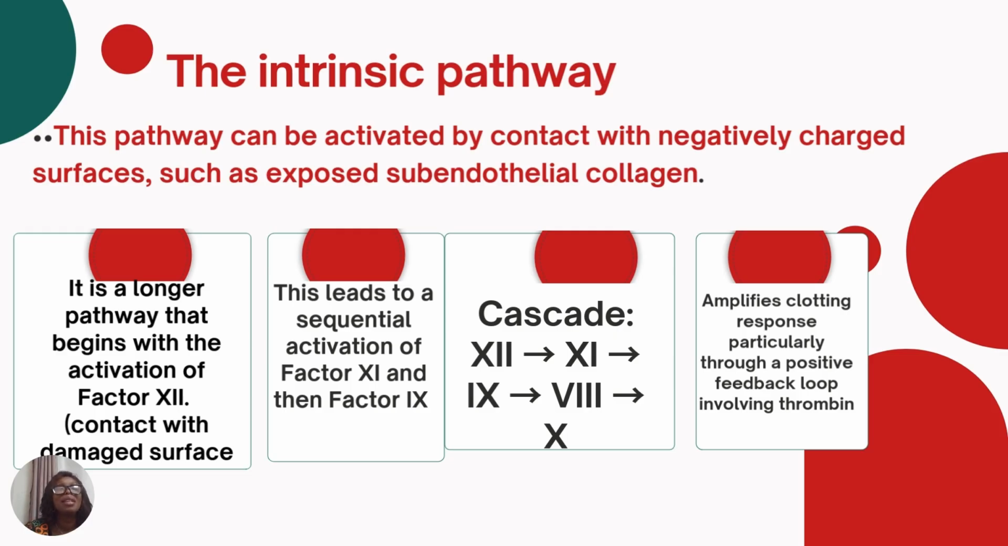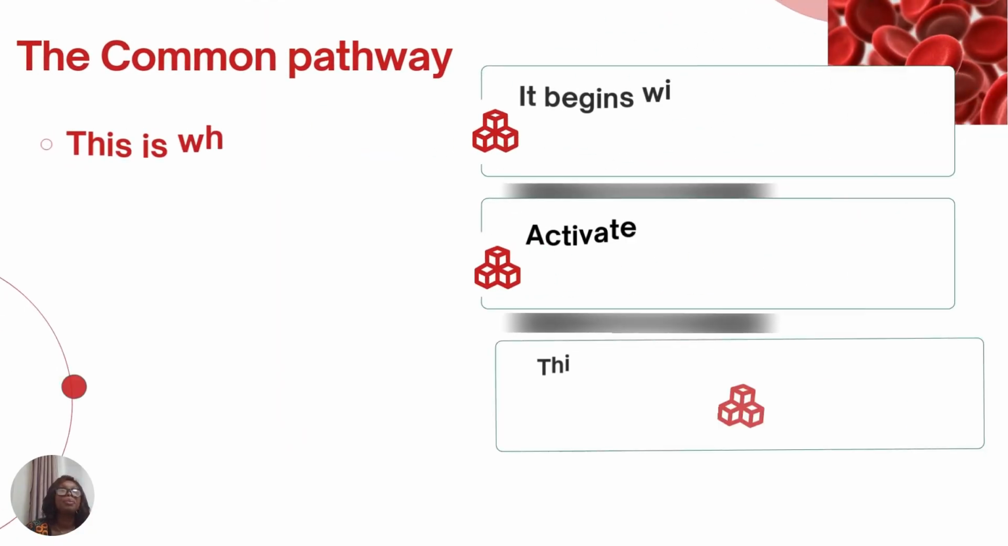Let us look at the cascade. In the intrinsic pathway, factor 12 coming in contact with the damaged surface gets activated, and in the same process goes on to activate factor 11, and factor 11 activates factor 9. Factor 9 activates factor 8 and then goes on to activate factor 10. This intrinsic pathway also amplifies the clotting response, particularly through a positive feedback loop involving thrombin. We are going to explain that further.